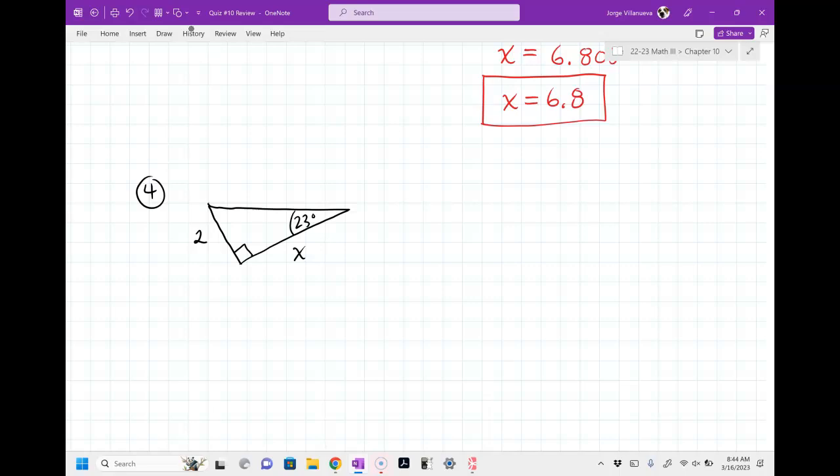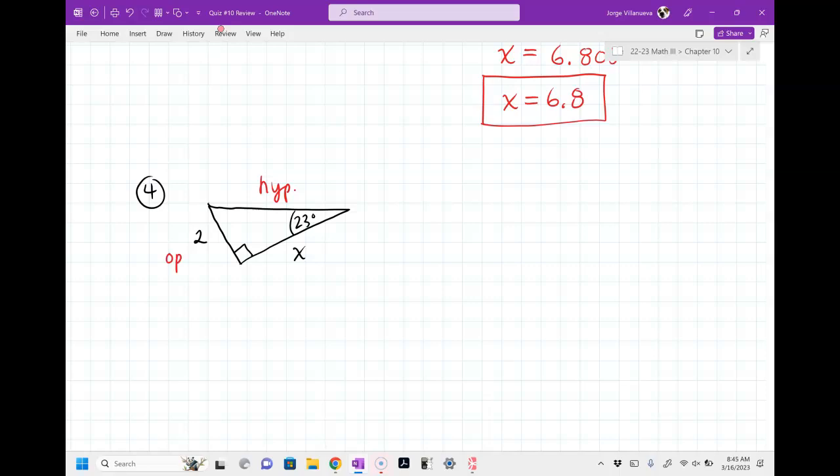I don't want to use cosine again, so we'll use a different function right now. All right, so again, which one is my hypotenuse? The x, the 2, or the empty side? Empty side. Okay, so this is my hypotenuse. Now, according to 23 degrees, which one is my opposite? The 2. Okay, the 2.